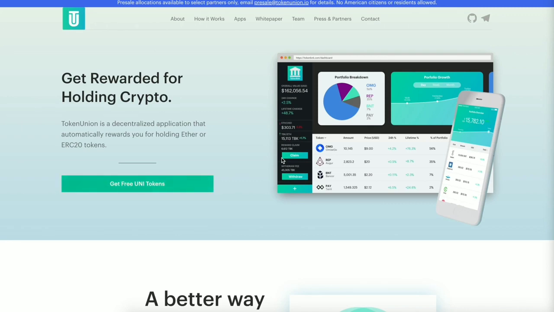I would like to speak about the new project. The name is TokenUnion. TokenUnion is a decentralized application that automatically rewards you for holding Ethereum or ERC20 tokens. What does TokenUnion do? Earn rewards. Users send their tokens to storage contracts and earn rewards in the face value of the same tokens that they store. Set up and forget. Get rewards in the same tokens that you store.